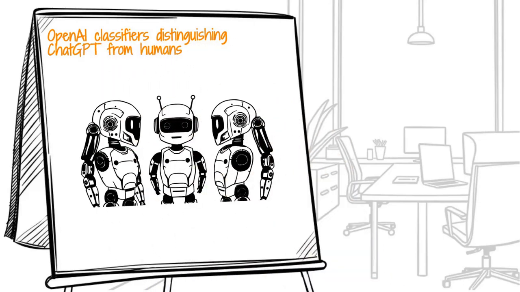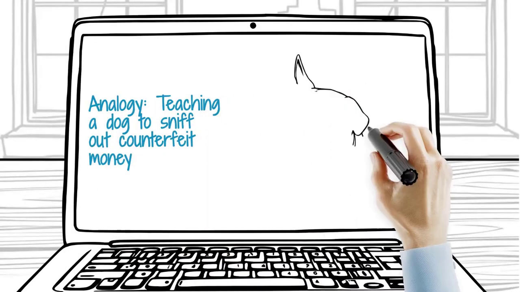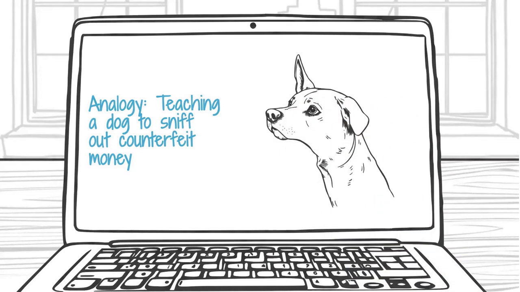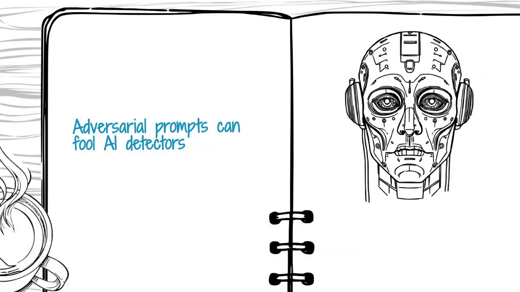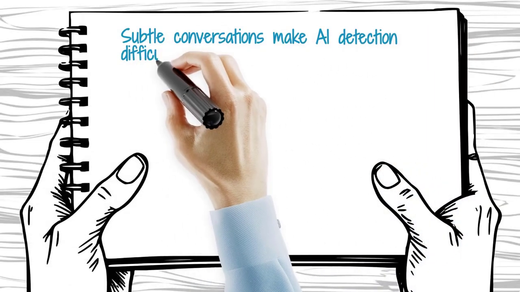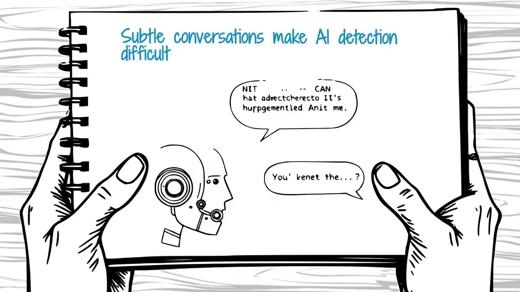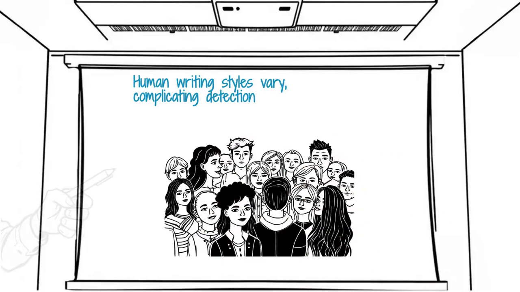OpenAI's classifiers attempt to distinguish between texts written by ChatGPT and a human writer using probabilistic analysis. It's like teaching a dog to sniff out counterfeit money. Effective until the counterfeiters improve their ink. Despite promising techniques, there are limits. Adversarial prompts, prompt engineering, and ensemble models can fool detectors. Subtle, long syntax conversations or stylistic fine-tuning can make AI outputs indistinguishable from human texts.